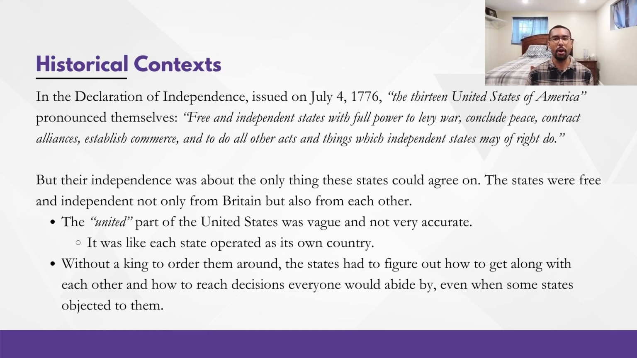The united part of the United States was vague and not very accurate. 13 disjointed mini-republics were strung along the Atlantic seaboard. Each state had its own political system, money, and constitution. It was like each state operated as its own country. Without a king to order them around, the states had to figure out how to get along with each other and how to reach decisions everyone would abide by, even when some states objected to them.